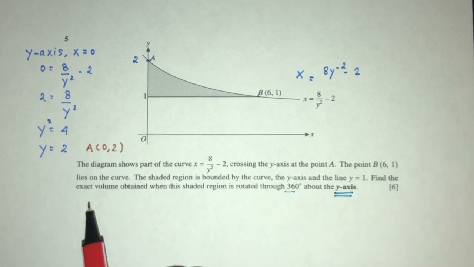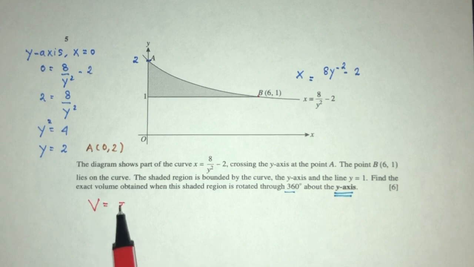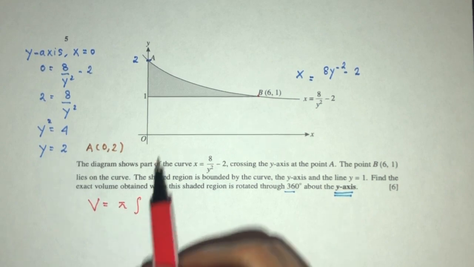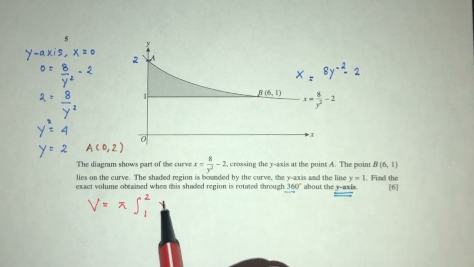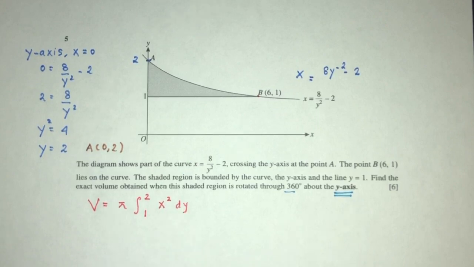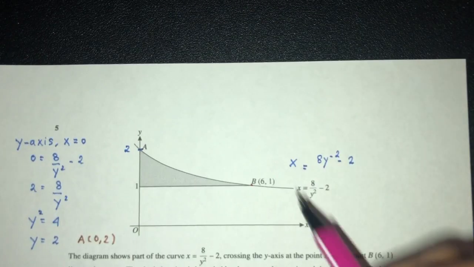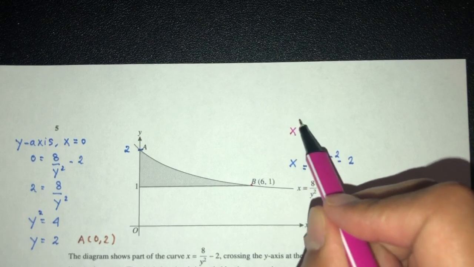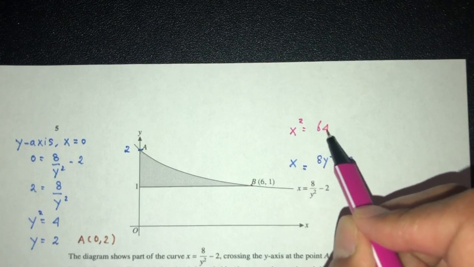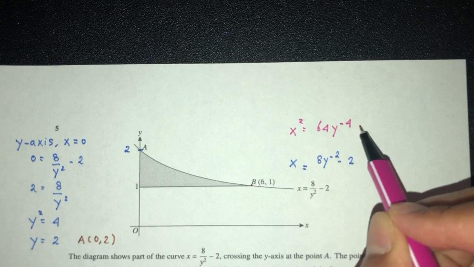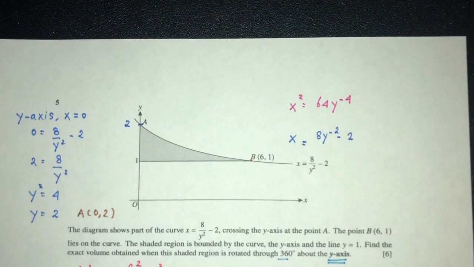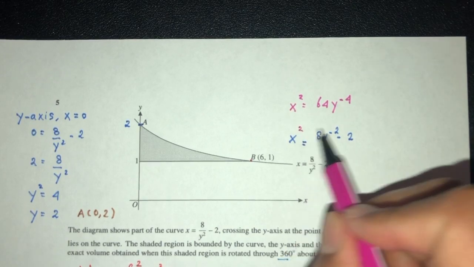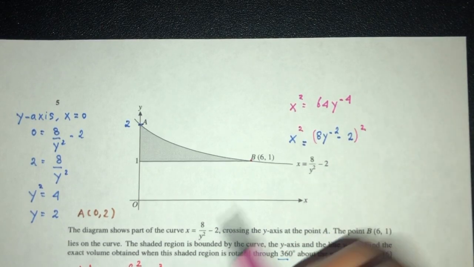Here we have rotation about the y-axis. As we know, the formula will be V equals pi, with limits between 2 and 1, and since we have y here, that has to be x squared with respect to dy. Okay, so because here we have x, we have to first find x squared. That will be 64y to the power minus 4. So actually this is together, so it will be a bit more complex. For example, square. That will be squared like this.